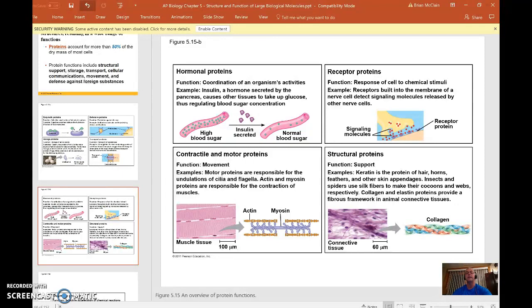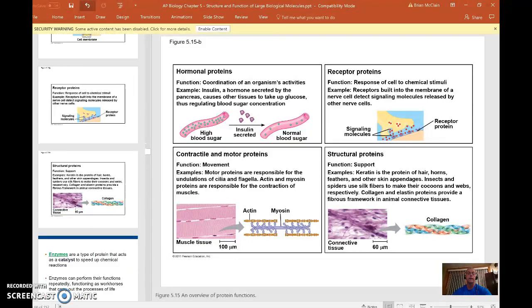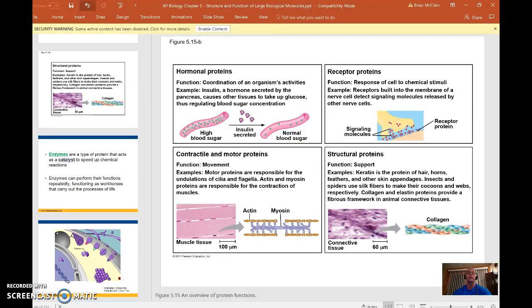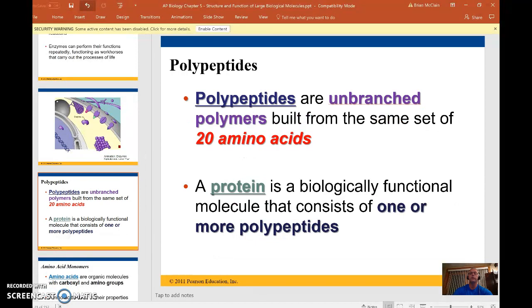So the protein construction has to be right. And what we're going to see in this chapter is ultimately how proteins are assembled and what the different levels of proteins are. So I think we need to start with: what is a protein?